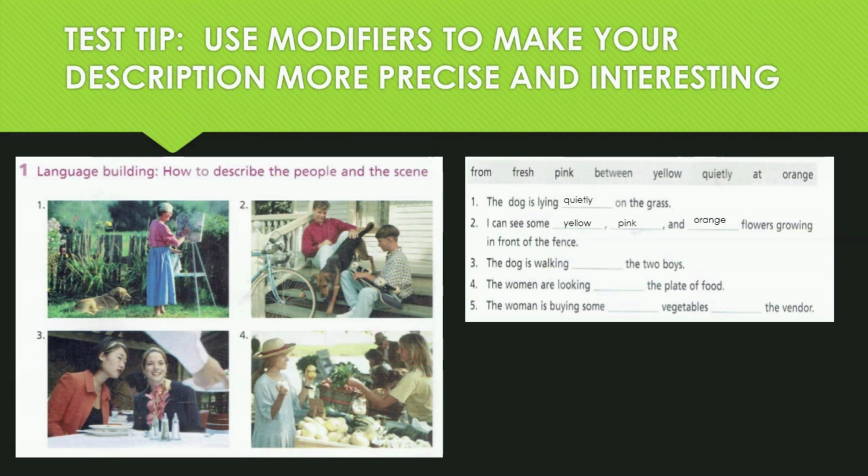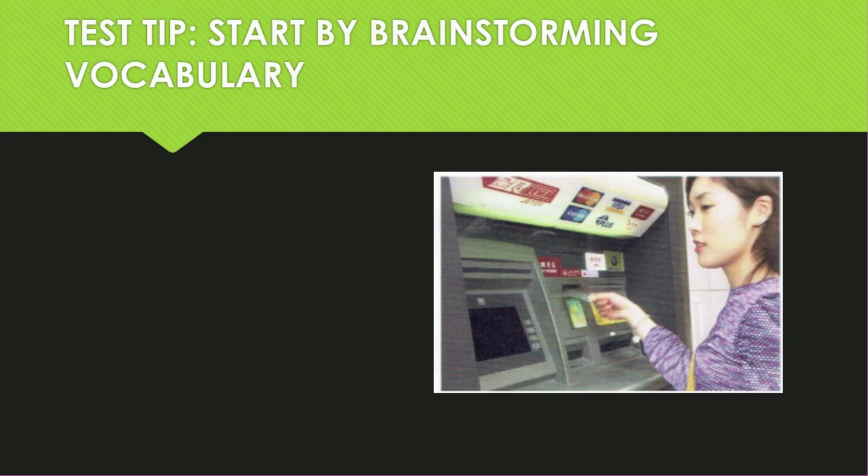Next, number 3. The dog is walking blank the two boys. These are the two boys and this is the dog. So the dog is walking between the two boys. Next, the women are looking blank the plate of food. So these are the two women and then this is the plate of food. The women are looking at the plate of food. Finally, the woman is buying some blank vegetables blank the vendor. So we're going to put a modifier in here. What kind of vegetables is the woman buying? And we choose the word fresh. So the woman is buying some fresh vegetables from the vendor.